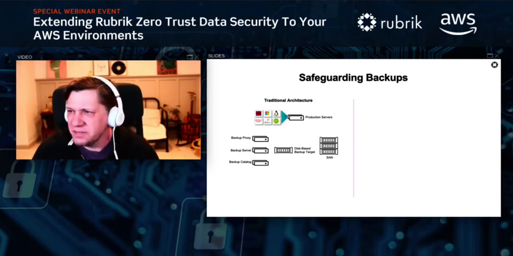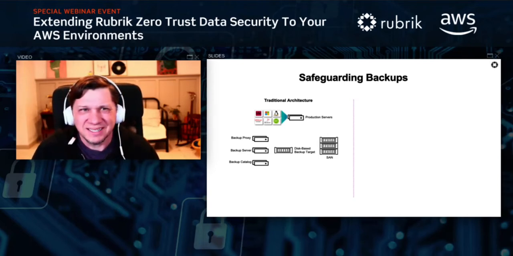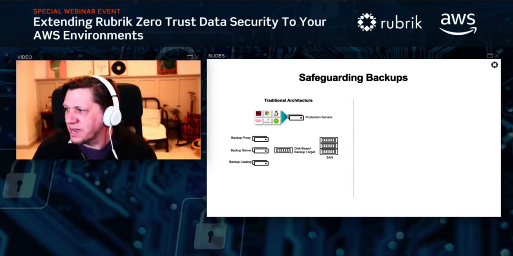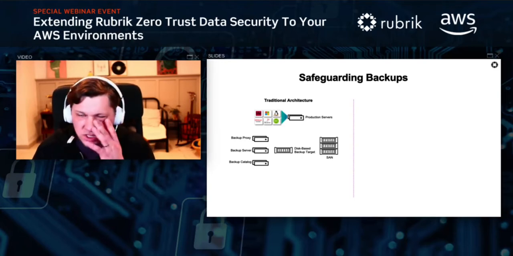So to keep on with the scaring tactics here, if we look at a traditional architecture, we see all these things that it's made up of, right? We've got proxies, servers, catalogs, and then obviously our production network.